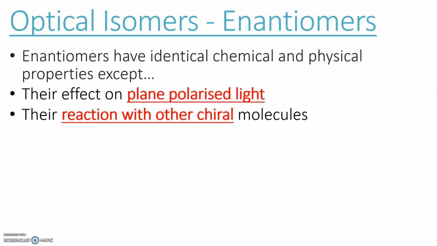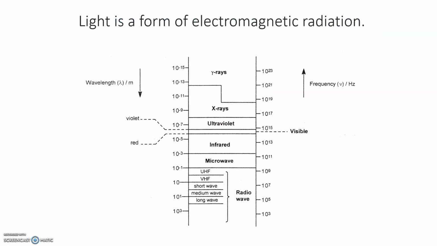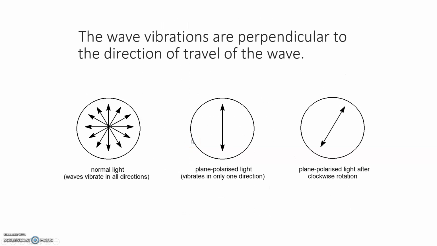Now, I said earlier that enantiomers or optical isomers have identical chemical and physical properties, except for their effect on plane polarized light, and also their reaction with other chiral molecules. Light is a form of electromagnetic radiation. Visible light is this narrow band here of wavelengths, and we've got infrared light here. It's a type of electromagnetic radiation.